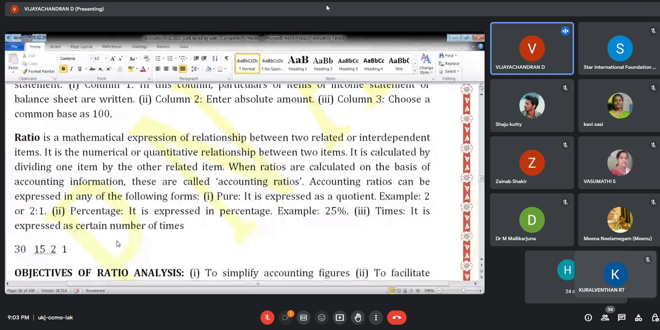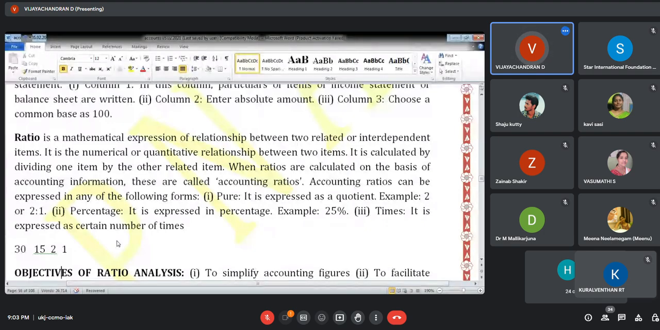So I'll complete today. I will end the class with ratio. So ratio is a proportion. A proportion of two relevant items, that is very important. You can't express a ratio of irrelevant items. So it will be relevant items. See, what are the items coming under ratio?